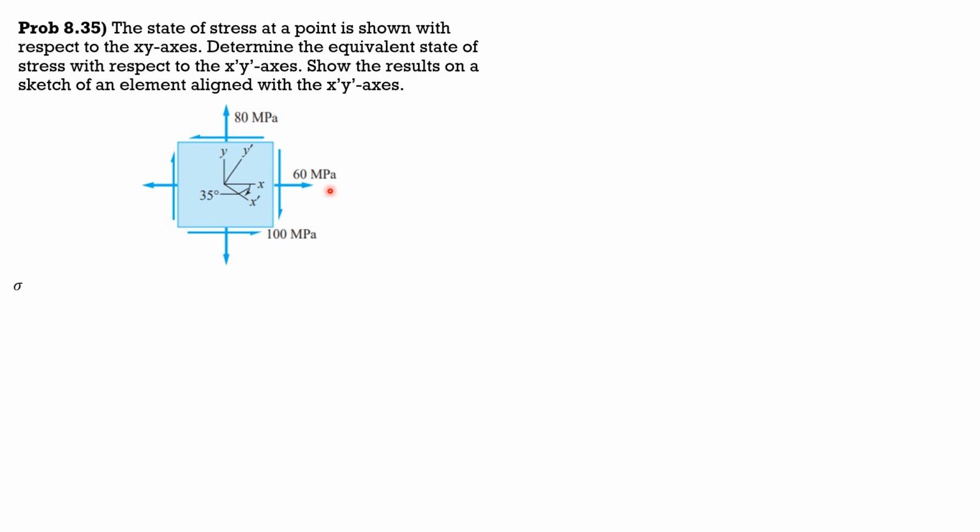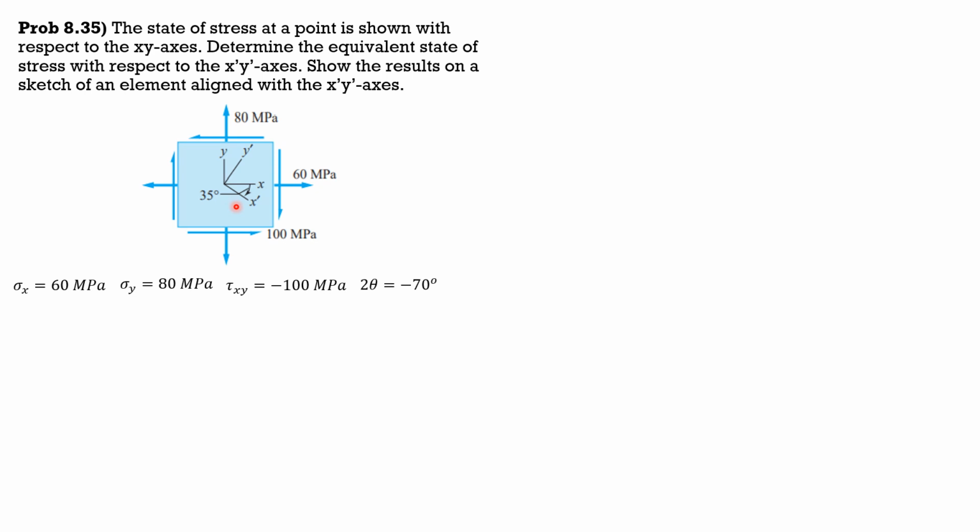This time sigma x is positive 60 megapascals, sigma y is positive 80 megapascals, tau xy is negative 100 megapascals, and 2 theta is 2 times negative 35, clockwise again, so negative 70 degrees.